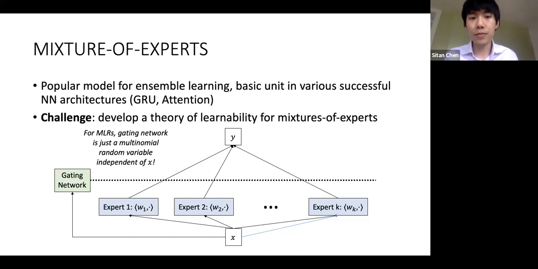Okay? So mixtures of linear regressions correspond to gating networks where you just have a multinomial random variable specified by the mixing weights, and this is totally independent of x. And as we'll see, it's already quite difficult to get learning guarantees for this distribution.